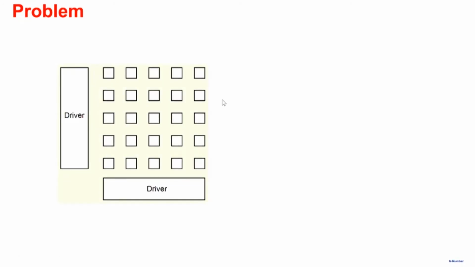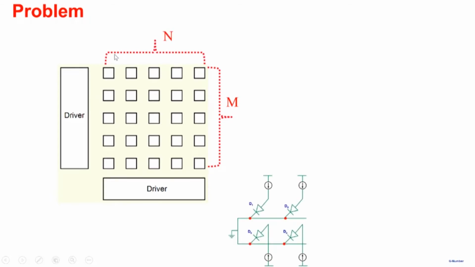So the problem with this is, so this is our array of LEDs. The problem with this is, let's say we have M rows of LEDs, and we have n columns. If you want a high resolution display, you would like to have lots of LEDs to display an image with a reasonable resolution.